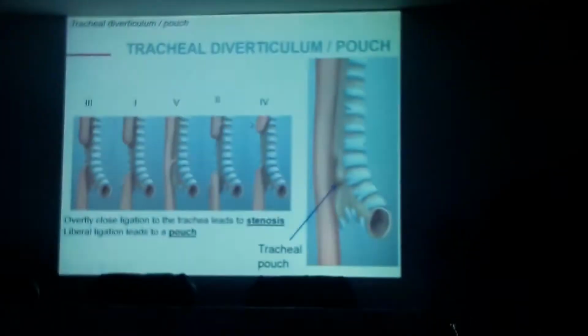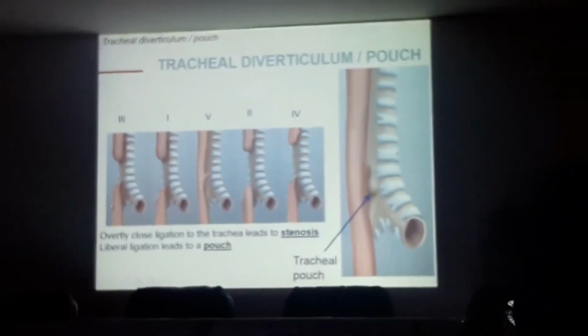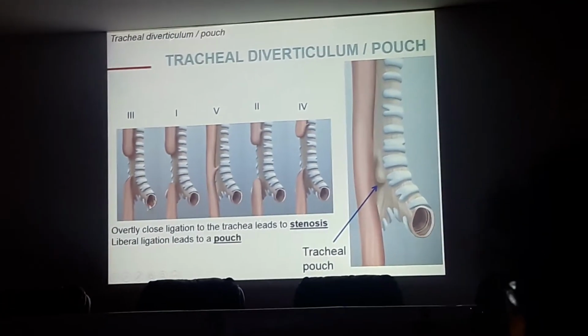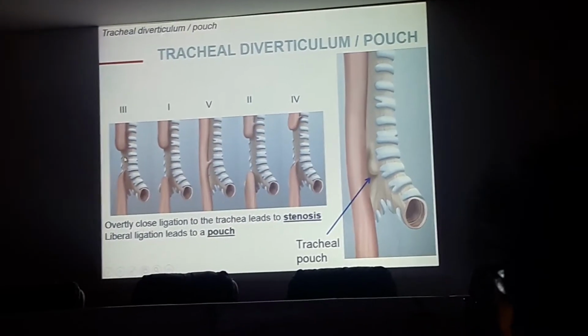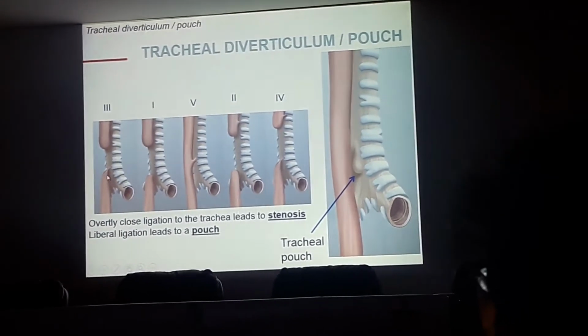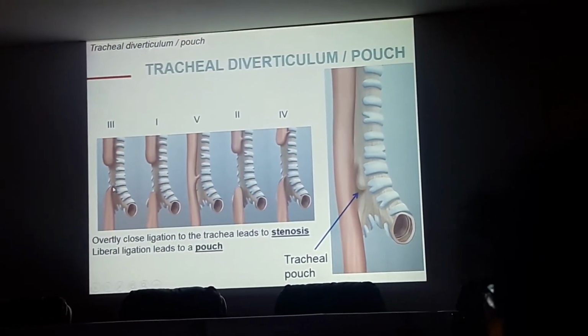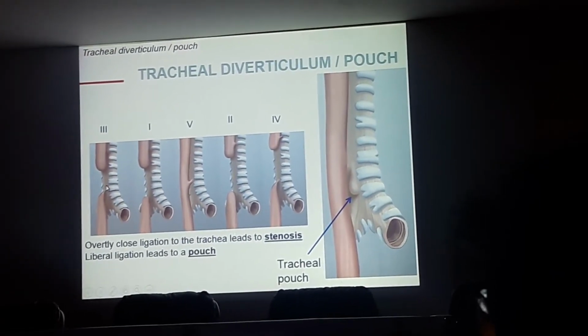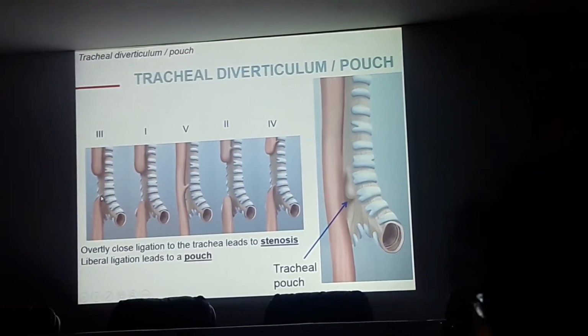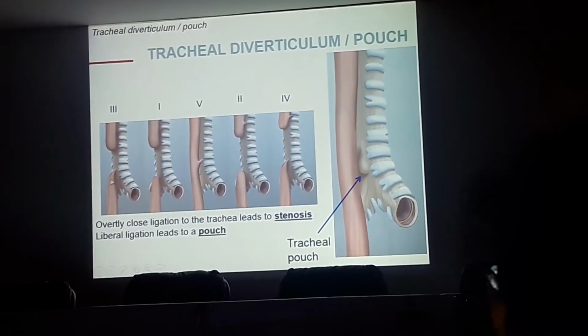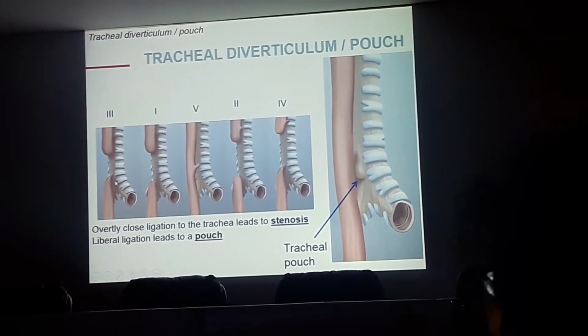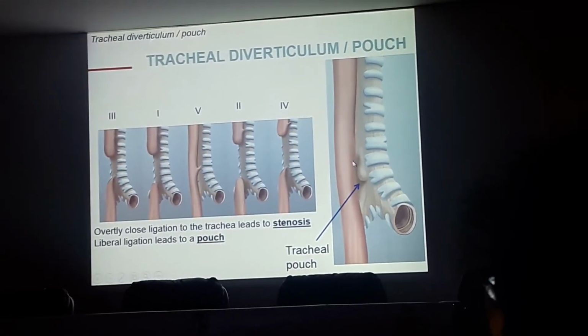But tracheal diverticulum is something similar to a Zenker's diverticulum, meaning that, let's say, typically the same example of a type 3. If you ligate it very close, now what the pediatric surgeons do is they actually clip this. So if you ligate this very, very close to the membranous trachea, then it goes into a stenosis. If you ligate it far right there, then it will go into a diverticulum formation, something like this.